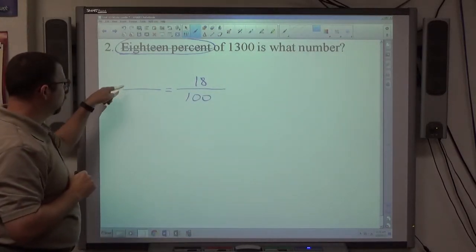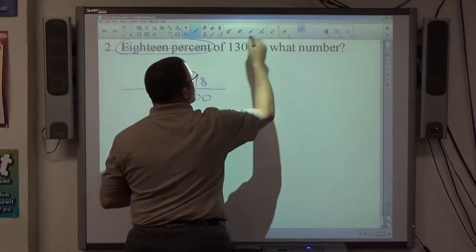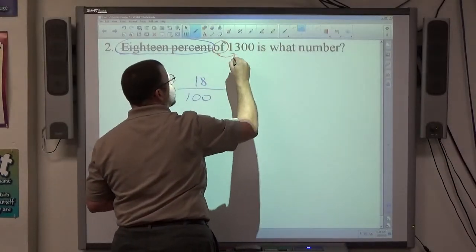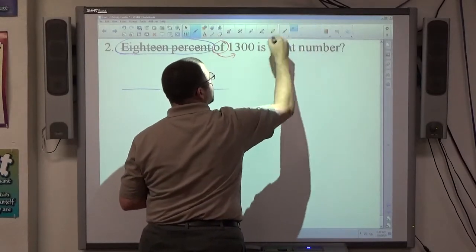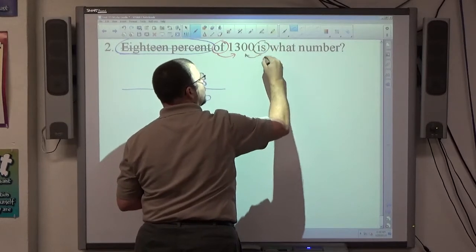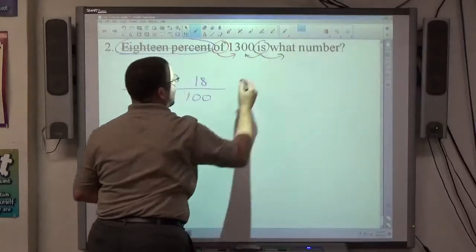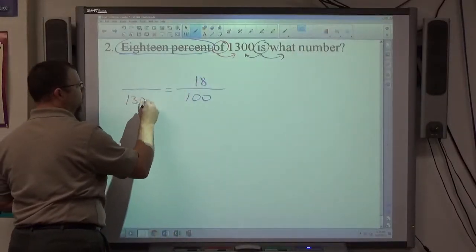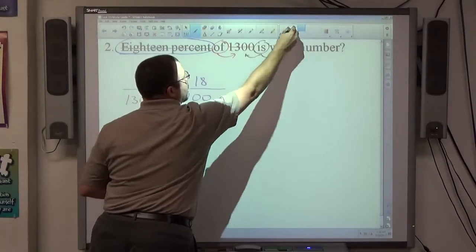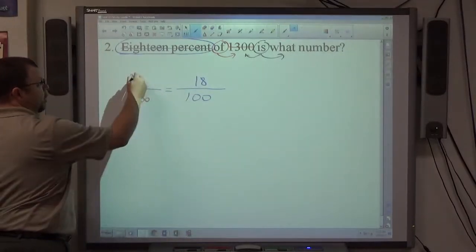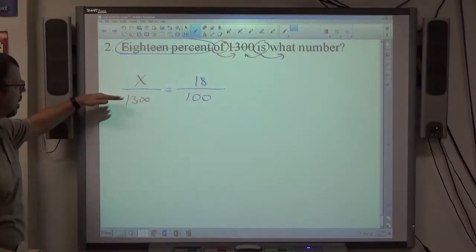Over here we do is over of. The word of is next to 1,300. The word is is next to both 1,300 and what number? So of only has one choice, so that's got to be the of number, so 1,300 goes here. Once we use 1,300, the only thing left is what number? That's what we don't know. Again, is on top, of on the bottom.